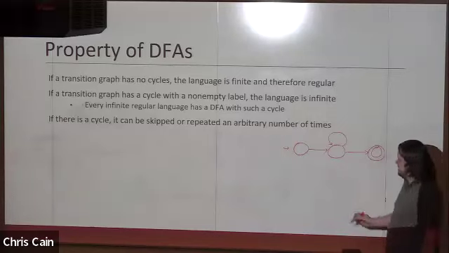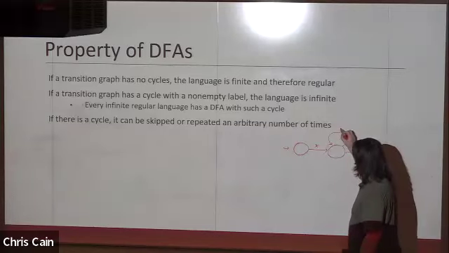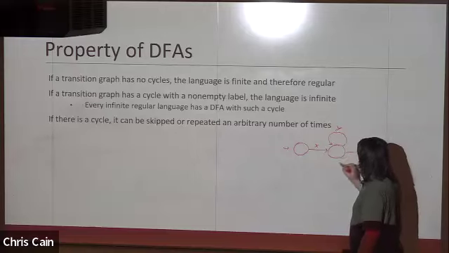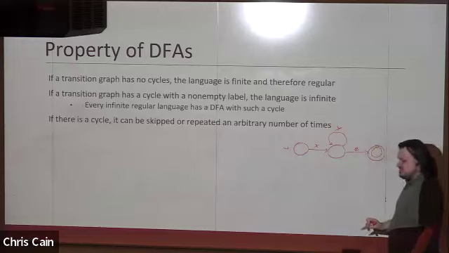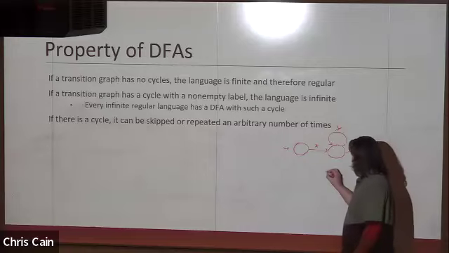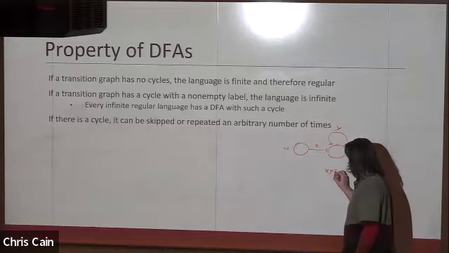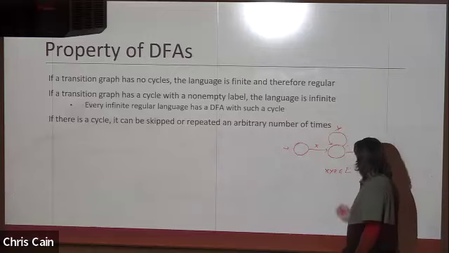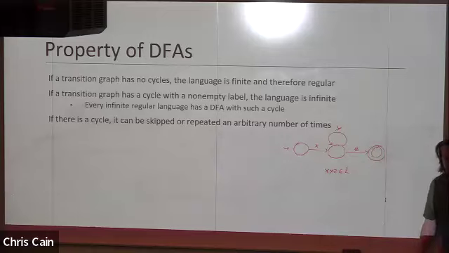We're going to call this edge label X. We're going to call this edge label Y. And we're going to call this edge label Z. So X, Y, Z is the path from the initial state to the final state that iterates this cycle once. Does that make sense? The string XYZ is in the language of this DFA.